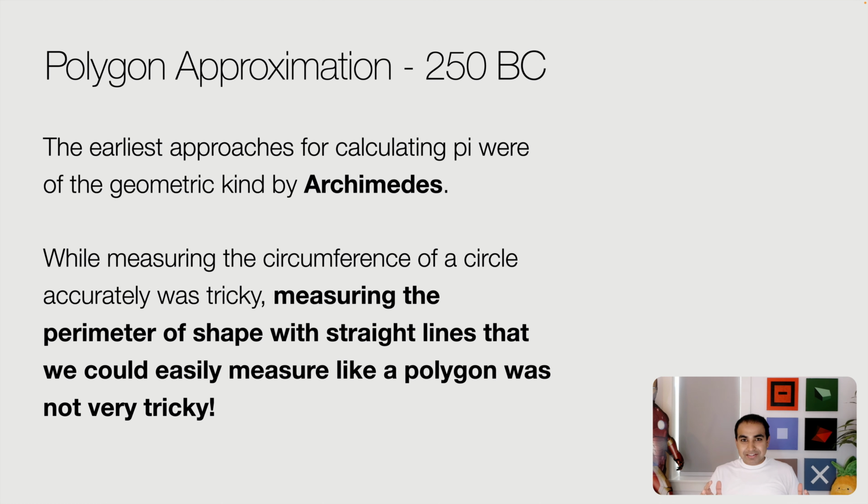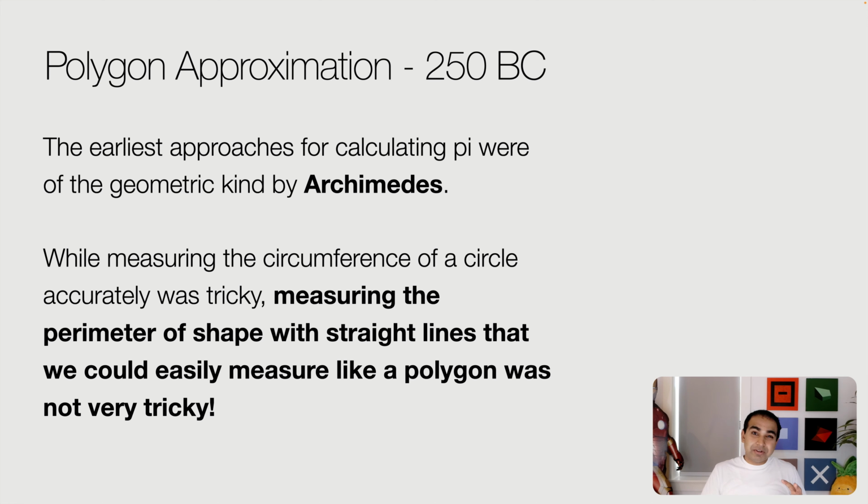So let's go back and look at one of the earlier approaches that got pi fairly accurately, and that was by Archimedes. What Archimedes found out is that measuring the circumference of a circle was tricky. You needed a very precise ruler, a precise measuring instrument, and you're going around a circular shape, which is not exactly easy either.